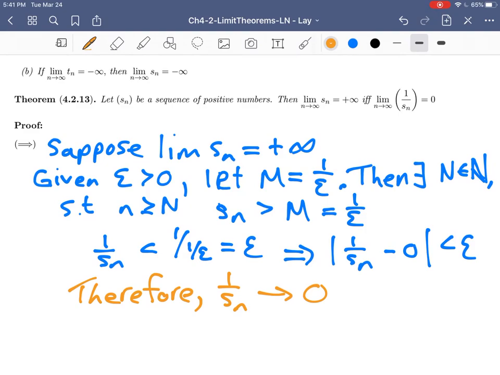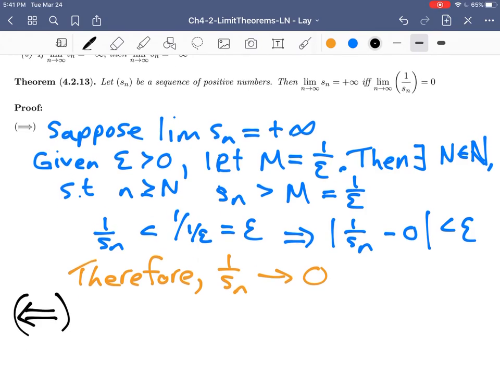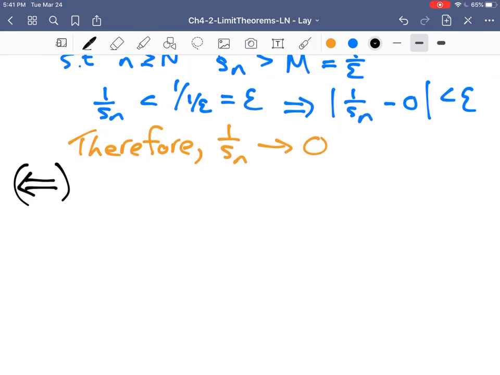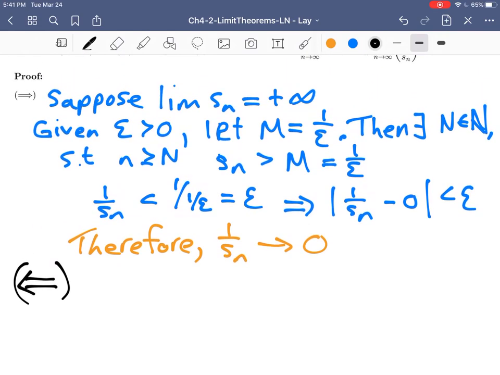The reverse direction. So you might wonder, how do we prove the reverse direction? I would say that's a great question. And you should take some time to try to see how you would do that. It should be kind of similar, just starting with the other stuff. All right, that is it for section 4.2. Thanks, guys.